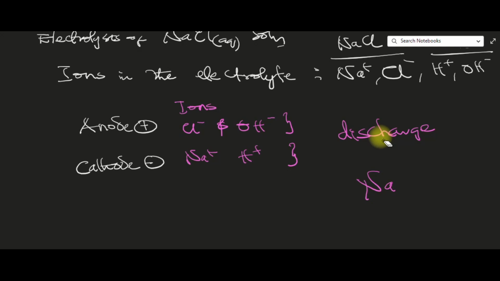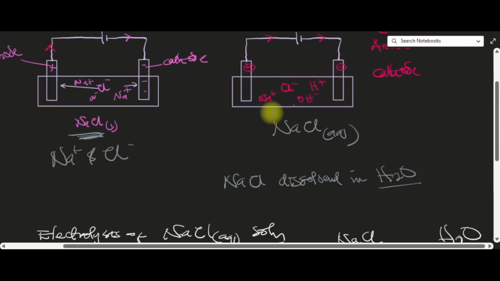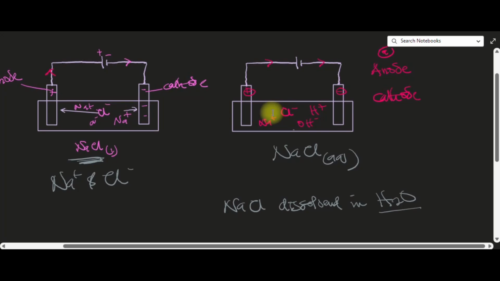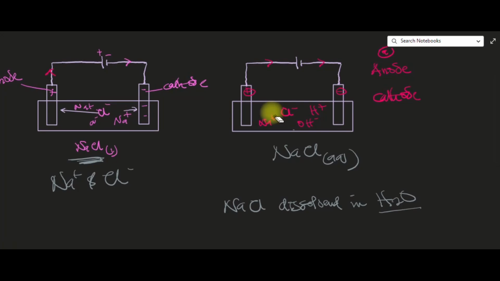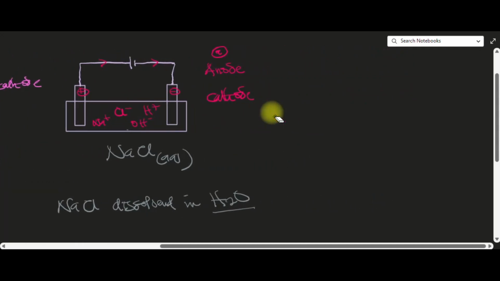And which of the two ions down here will go to the cathode to get discharged? There's a rule for that. We need to follow a rule. There was no rule here, because there was no competition when we're talking about the electrolysis of molten substances. Sodium alone goes to the cathode and chloride alone goes to the anode. There was no competition.